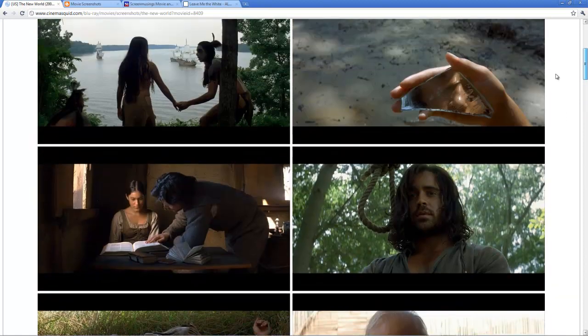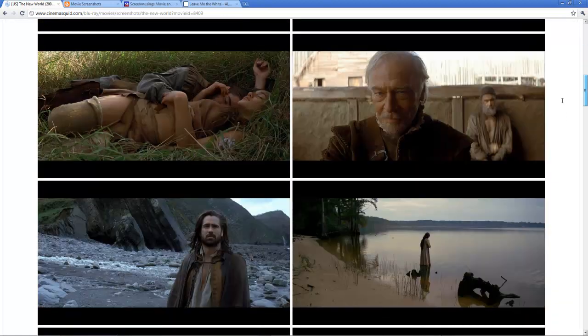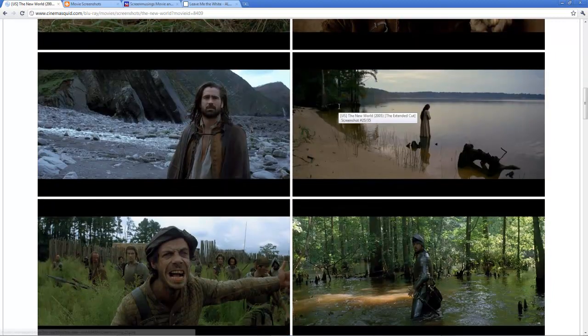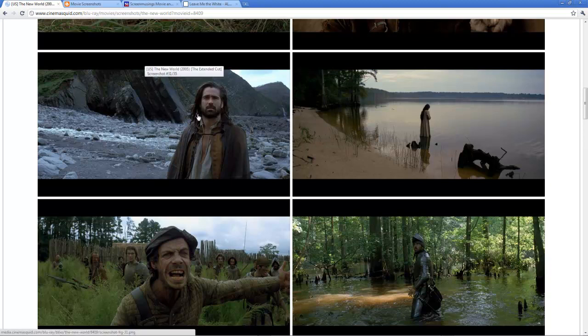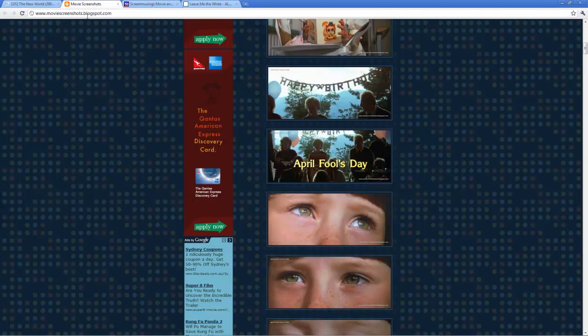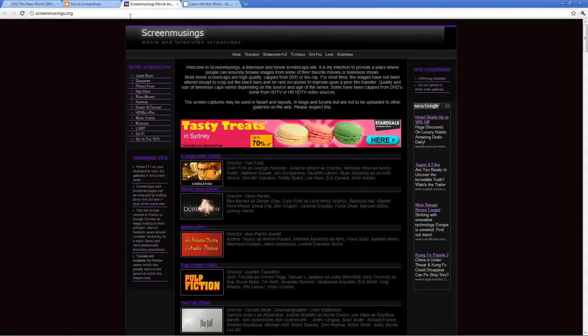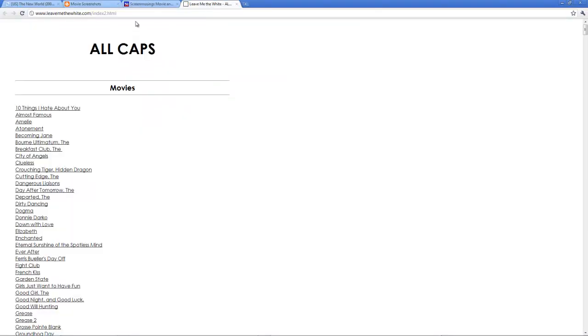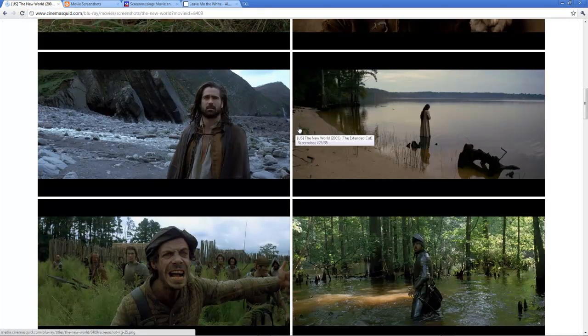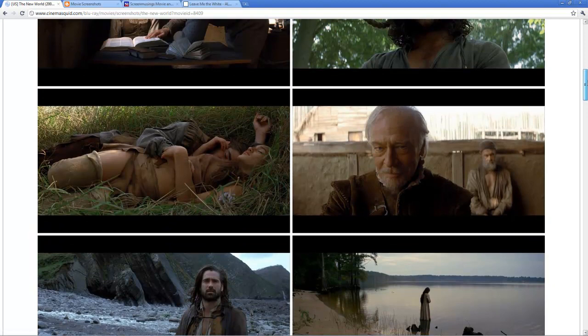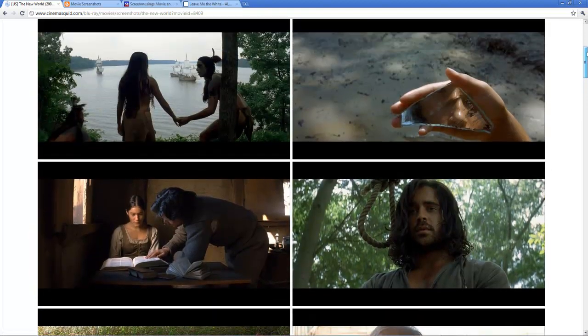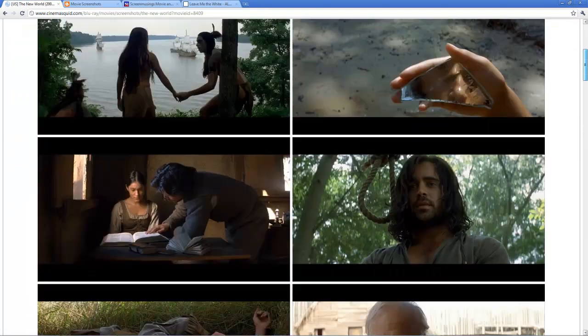And I'm looking at a resource for screenshots, which is called cinemasquid.com. When you go to that website, you'll see a link up the top for screenshots, and then just choose a film of your preference. Another great website is moviescreenshots.blogspot.com, screenmusings.org, and leavemethewhite.com. You may have others that you know. If you know them, let us know in the comments. But yeah, just have a great look around.